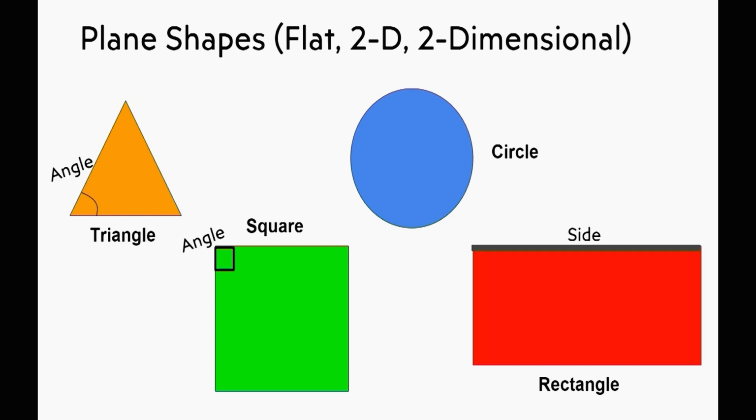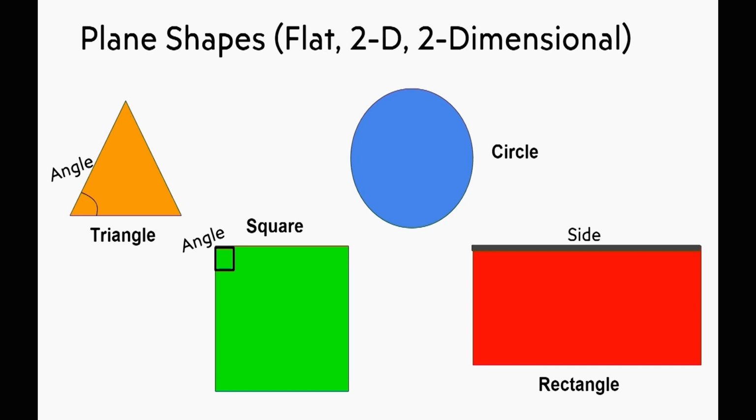How is a circle different than a triangle, square, and rectangle? Well, the first thing you might notice is that triangles, squares, and rectangles all have straight line segments called sides. A square has 4 sides. A triangle has 3 sides. Rectangles also have 4 sides. A circle is curved. It does not have any sides.